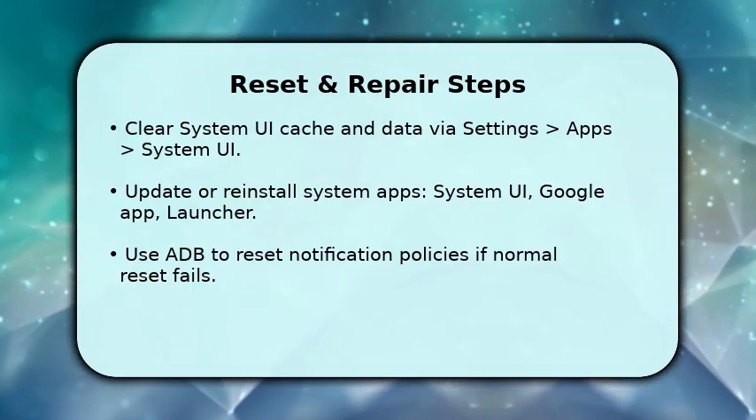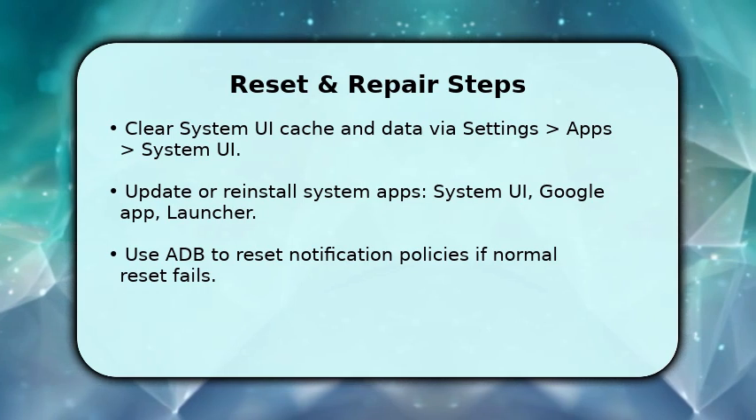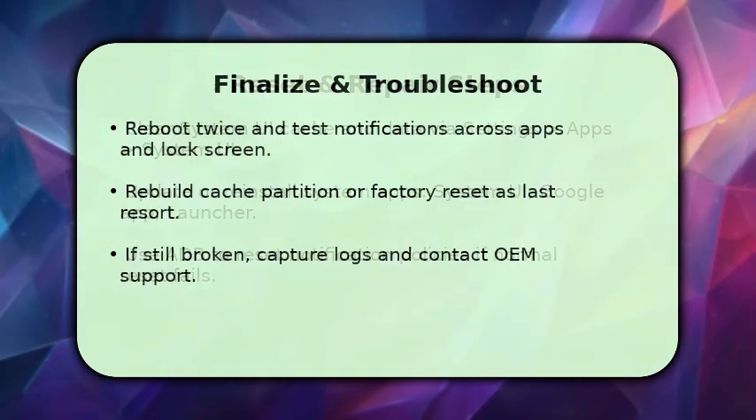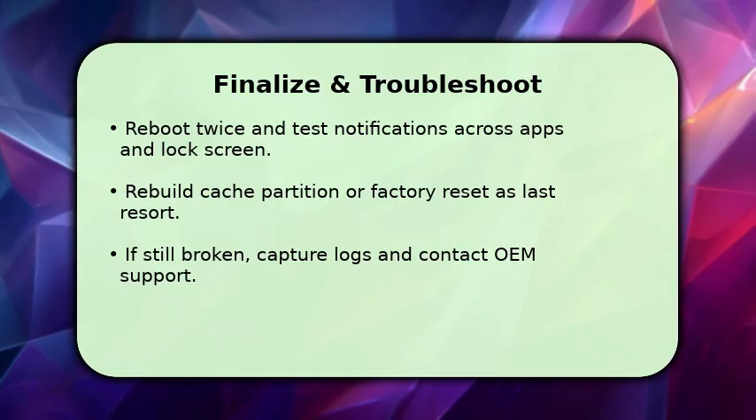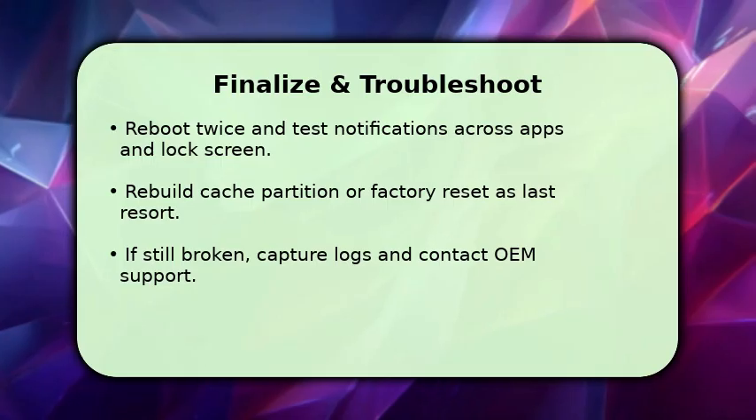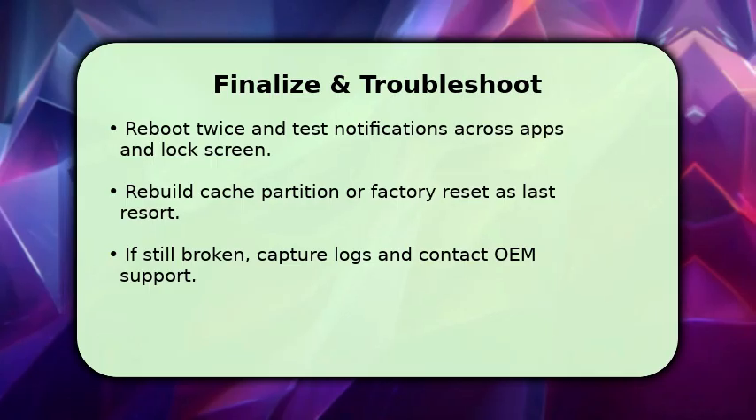Follow commands carefully and make smaller changes one at a time so you can identify which action fixes the issue without creating new conflicts. To finish, reboot the phone twice and test notifications on multiple apps and the lock screen to confirm full recovery. If subtle issues remain, rebuild the cache partition from recovery.